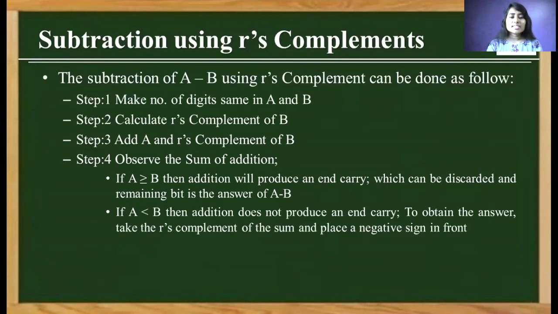If A is less than B, then addition does not produce an end carry. To obtain the correct answer, take the R's complement of the addition result and place a negative sign in front. Whenever A is less than B, subtraction of A minus B produces a negative answer. So to obtain the answer, take R's complement of the sum and place a negative sign in front. Let's take an example.